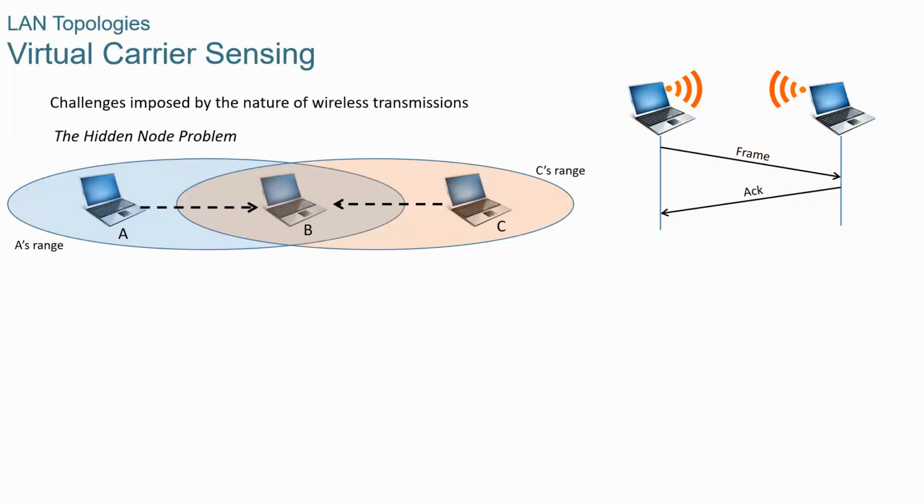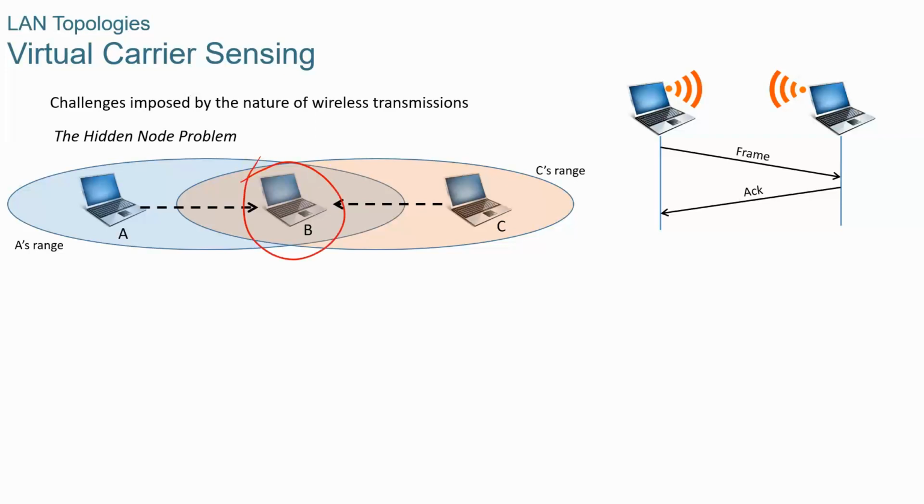So let's assume that B is within the radio range of A and C, but A and C are too far from each other to hear each other's transmission. That means when A sends something, C will not hear it, and when C sends something, A will not hear it. So when A does carrier sensing and sends to B, C will not hear this transmission. And so when C wants to send to B, it will also do carrier sensing, but since it doesn't hear the transmission from A, it will conclude that the medium is free and start sending, causing a collision at B.